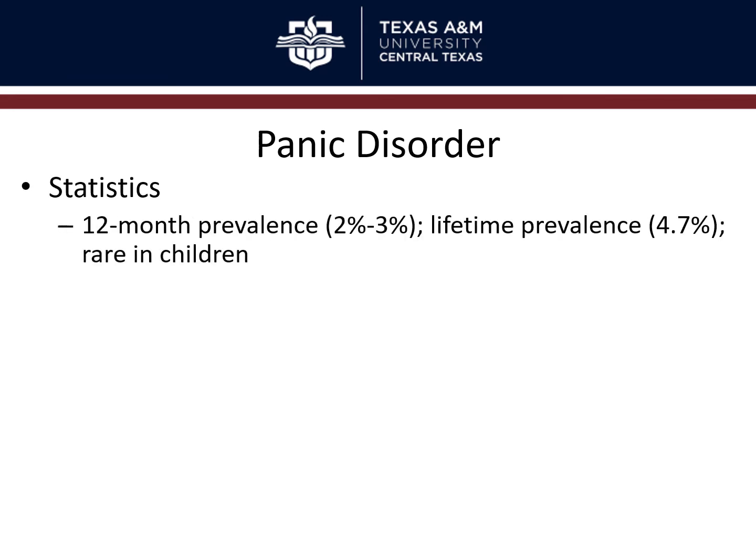Okay, 12-month prevalence rate, it's not as common as some of the things we talked about before. 2 to 3%, lifetime prevalence 4.7%. Again, still more common in females, like at a 2-to-1 ratio, females to males.